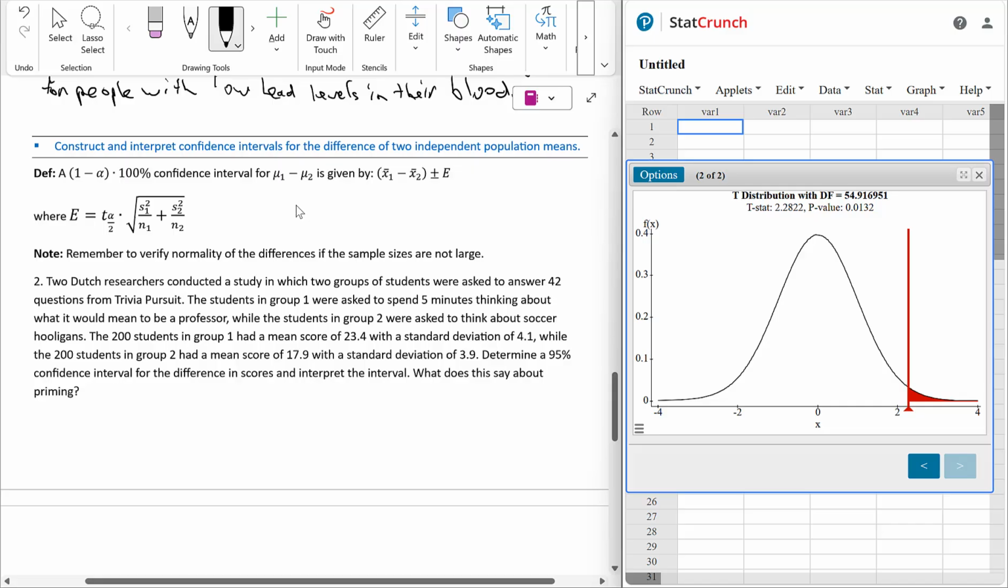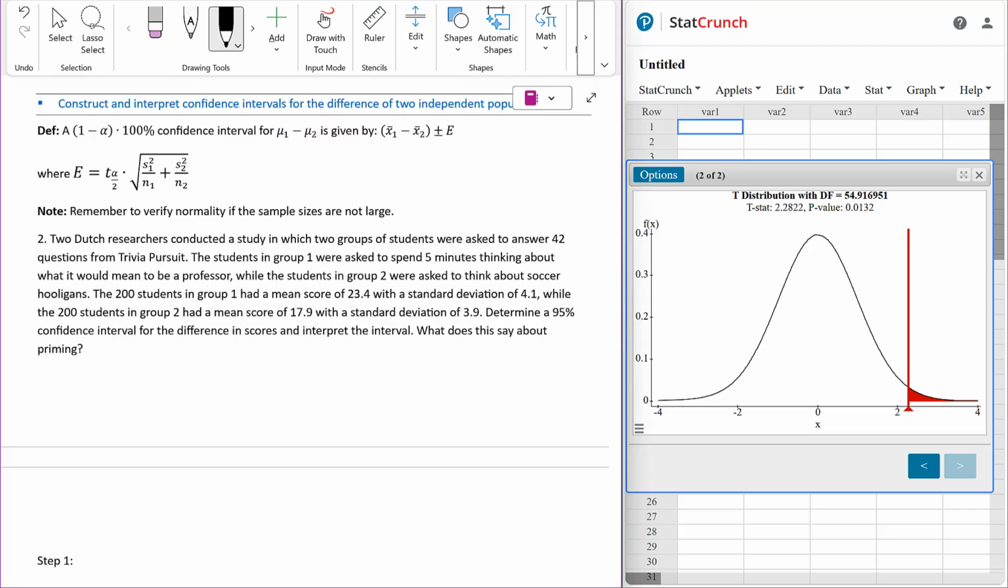All right, our second idea here is to construct and interpret confidence intervals for the difference of 2 independent population means. Our definition: a 1 minus alpha times 100% confidence interval for mu sub 1 minus mu sub 2, the difference in those population means, is given by x sub 1 bar minus x sub 2 bar plus or minus our error, where our error is t sub alpha over 2 times the square root of s sub 1 squared over n sub 1 plus s sub 2 squared over n sub 2. Note, remember to verify normality if the sample sizes are not large.